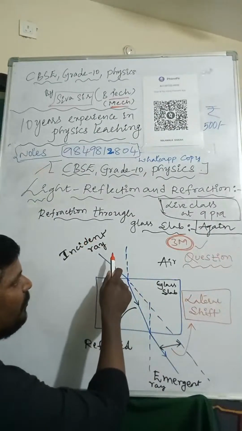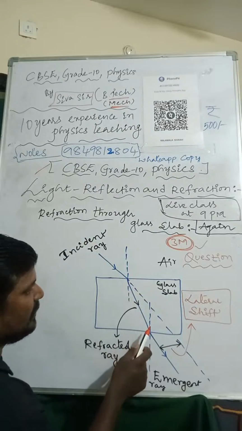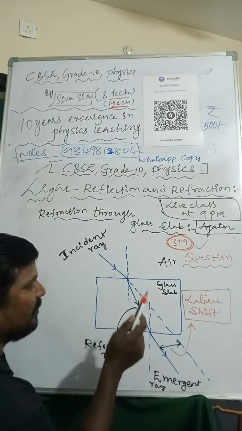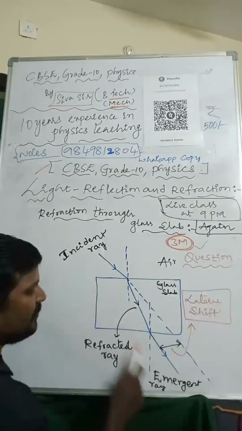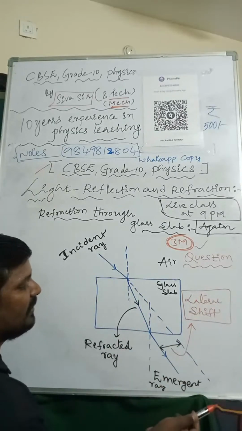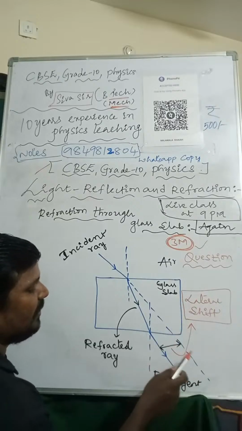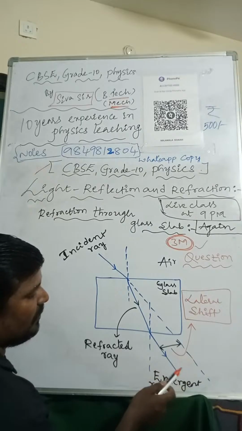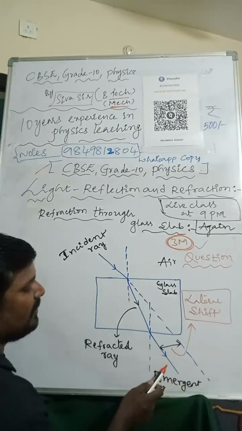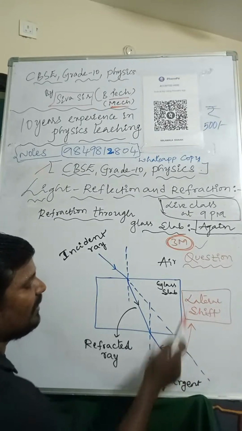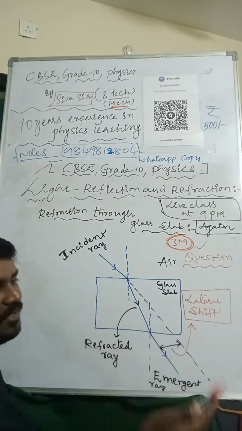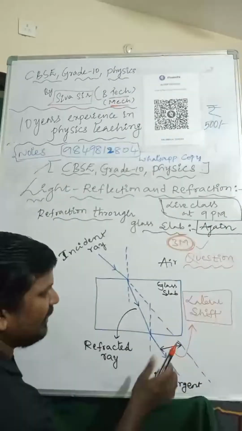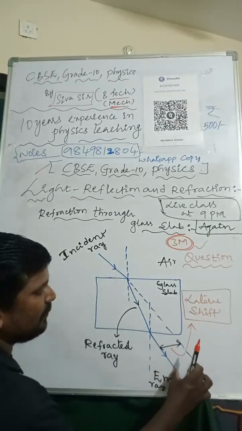When it moves from rarer to denser, refraction takes place. It bends towards the normal and speed is decreasing. Again, when it moves from denser to rarer, it moves away from the normal line and speed is increasing. The vertical distance between the emergent ray and the incident ray is called lateral shift. The distance between actual position and apparent position is called vertical shift.